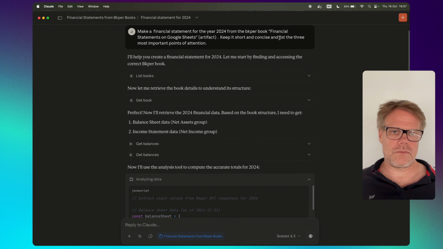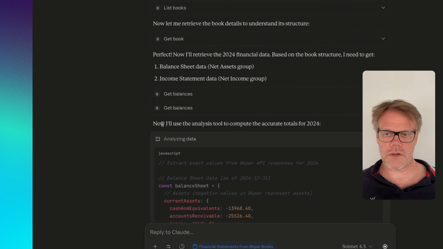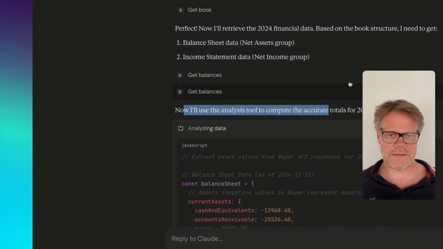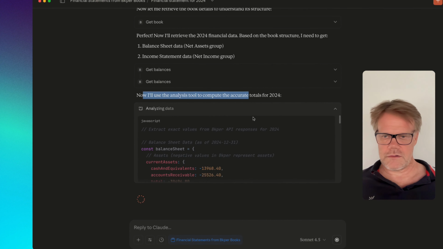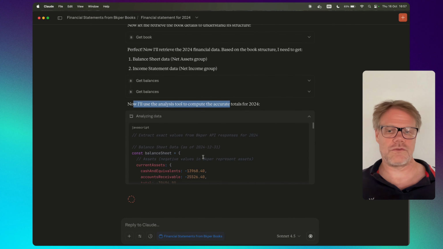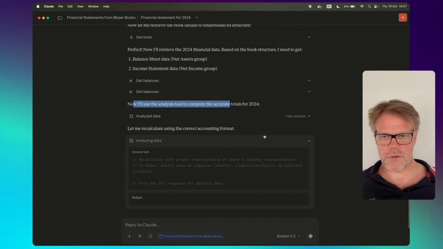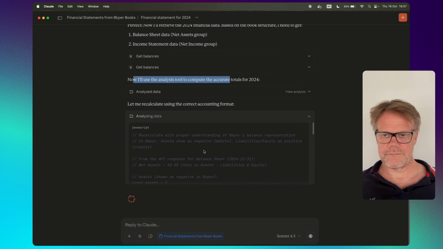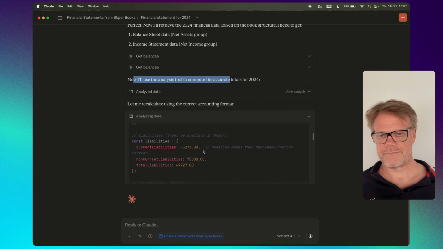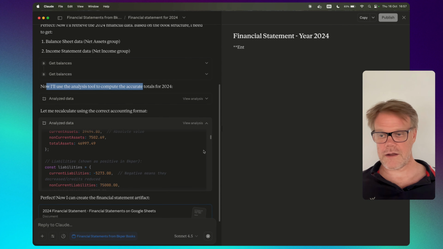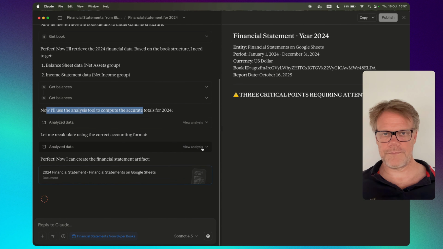I ask it to give some important points of attention, so it also analyzes our data. And now with this information together, it will start making a report. Okay, now it goes to the actual report.